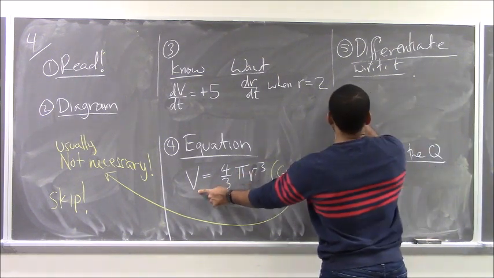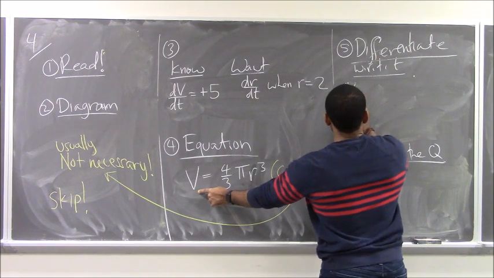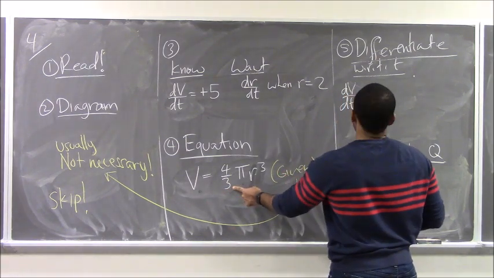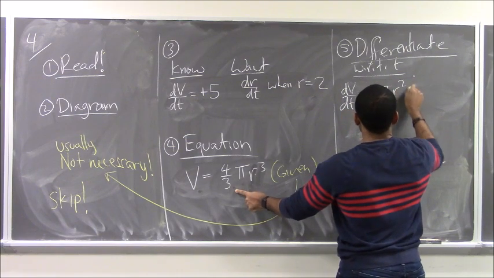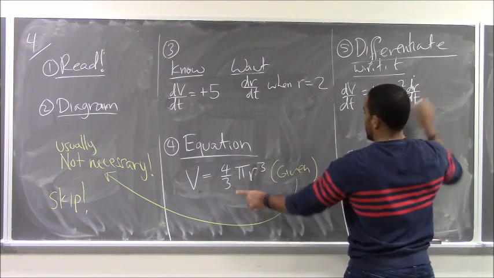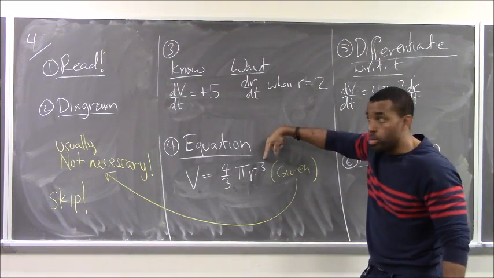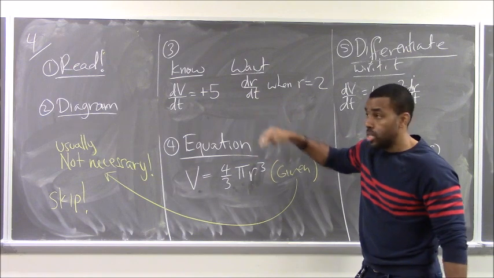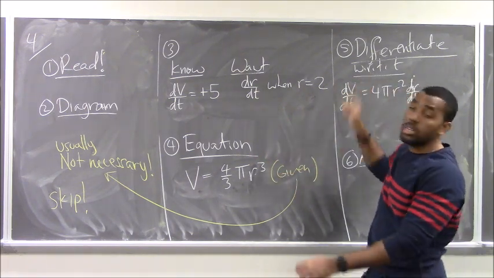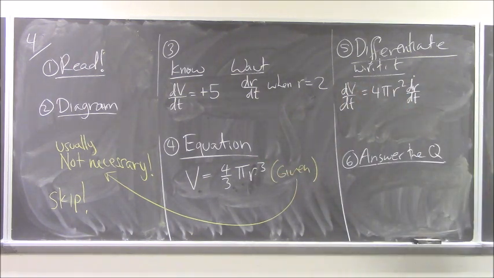The derivative of V is dV/dt, and the derivative of this is going to be 4 pi r squared dr/dt. That's because the derivative of r cubed is 3r squared, the 3's would cancel, and then I have to multiply by dr/dt because that's not t. And so we have that.